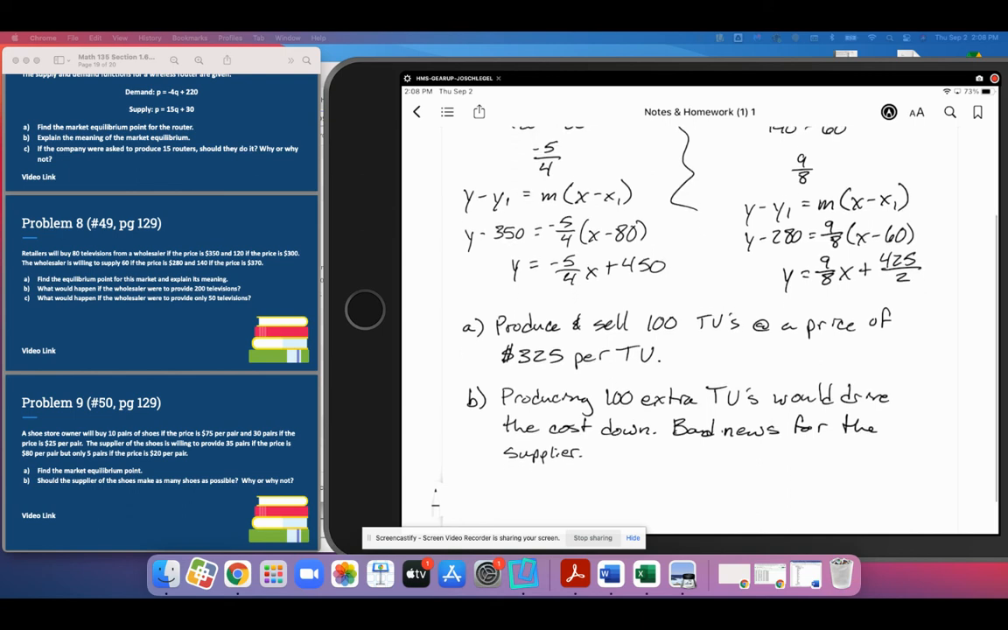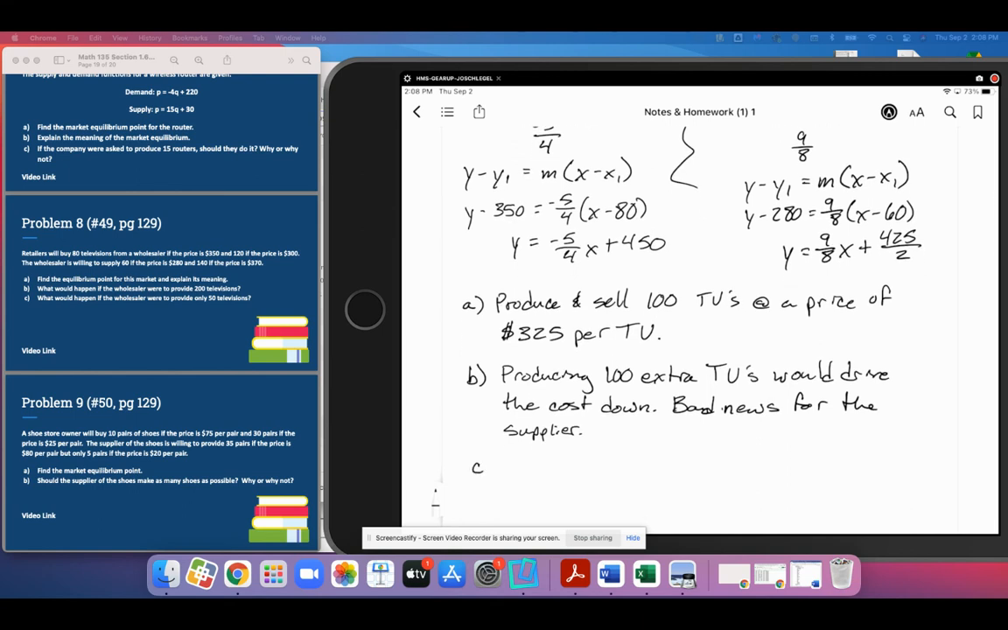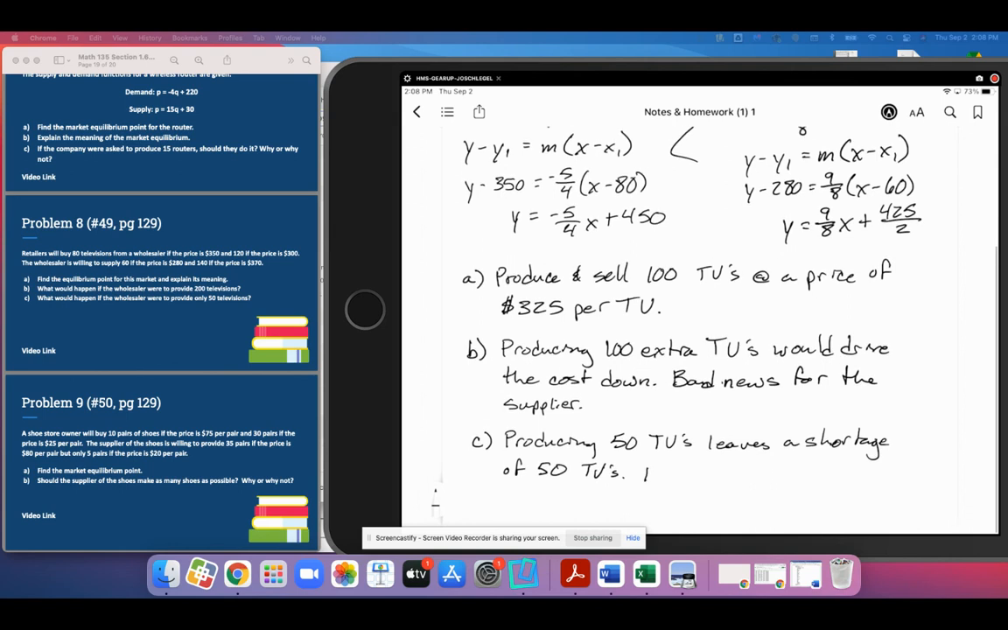And lastly, what would happen if they were only to produce 50 TVs? Producing 50 TVs leaves a shortage of 50 TVs. This is all money they could have got but didn't.